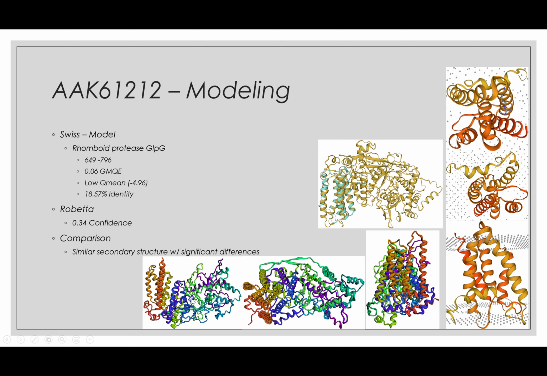Again, Robetta here at the bottom, and the Swiss model here on the right. And when you compare the two models, you can see that the region that the Swiss model covers is over here on the left. And the secondary structure is similar, but there are some significant differences. So there is some agreement, though there is some major disagreement, but that is mostly on the ends of the Swiss model, whereas the center of the model is much more consistent.